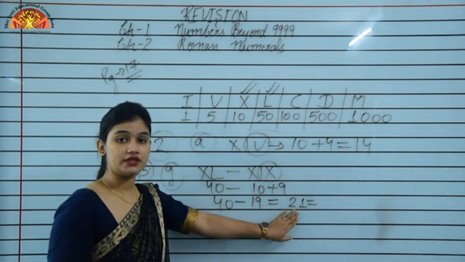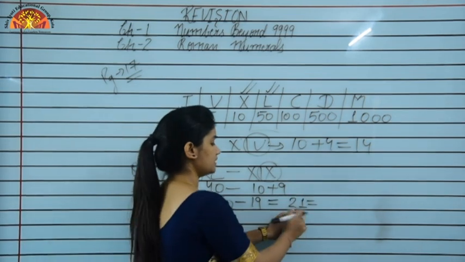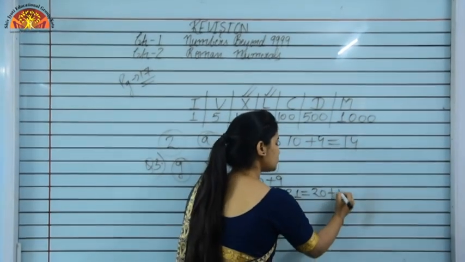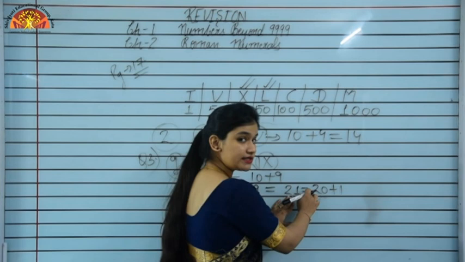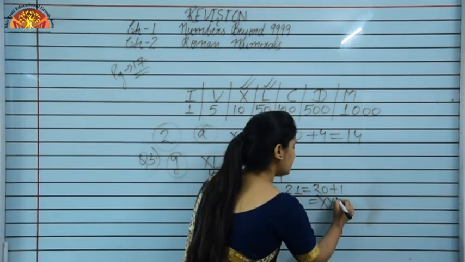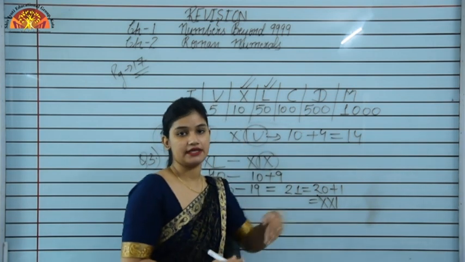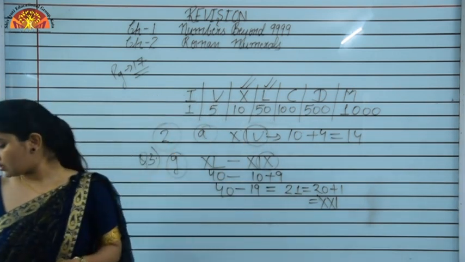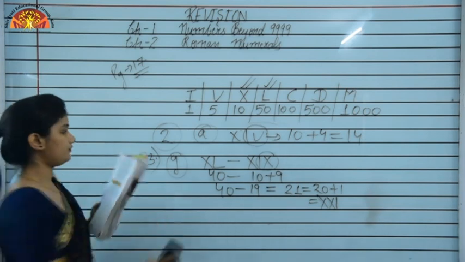Now we have to convert this 21 into Roman numerals. 21 means 20 plus 1. And how can we write this 20? 2 times X and we are doing plus 1. So I will write I this side. Understood, students?